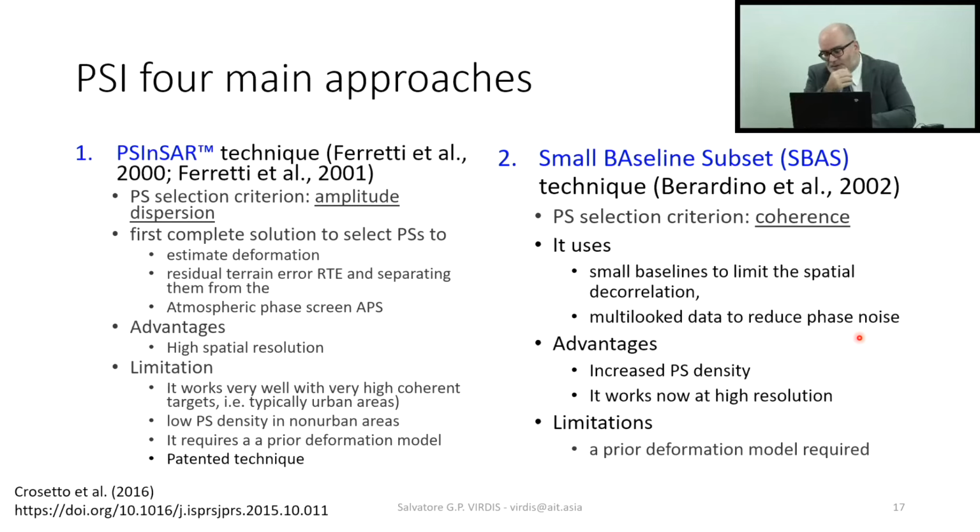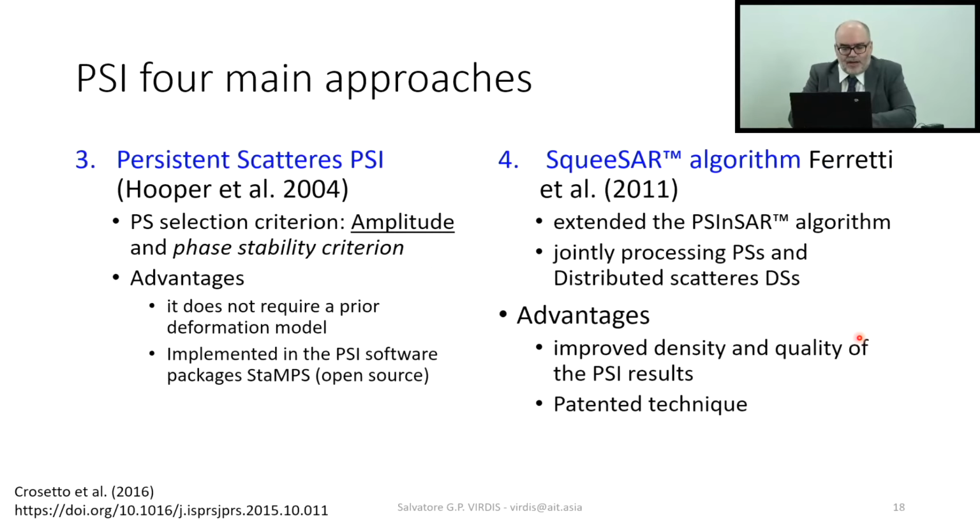The density was lower because it was working with so-called multi-looked images. If you work multi-look, it means degrading the spatial resolution of the images. So, naturally, by degrading the spatial resolution of the images, you degrade the density in space of potential PS. There are other two very important big steps in PSI. The SBAS technique is still used and is a very efficient technique.